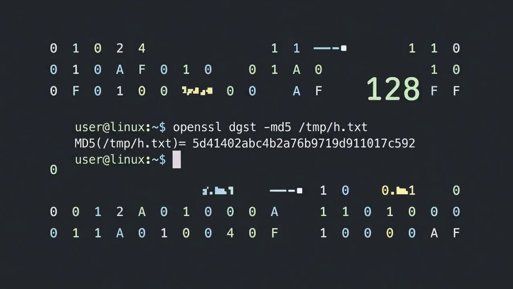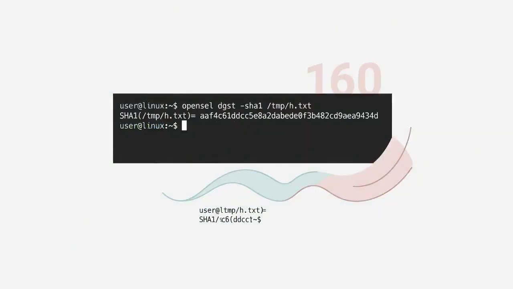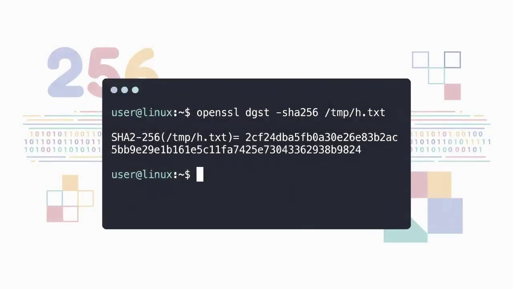The first algorithm is MD5, which produces a 128-bit digest. This is the command and its output showing the 32-character hex string. Next is SHA1, which produces a longer 160-bit digest. Notice the 40 hex characters in the output, longer than MD5 but still considered legacy today. SHA256 is a modern, widely trusted algorithm producing a 256-bit digest. The output is noticeably longer, 64 hex characters.